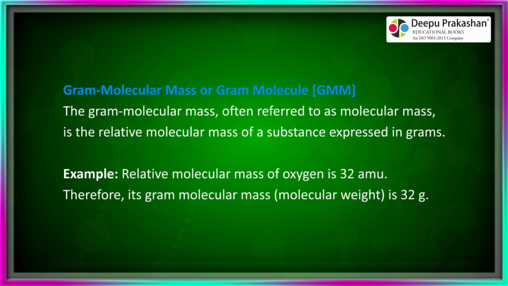Gram molecular mass or gram molecule, GMM. The gram molecular mass, often referred to as molecular mass, is the relative molecular mass of a substance expressed in grams. Example, relative molecular mass of oxygen is 32 amu. Therefore, its gram molecular mass, molecular weight, is 32 gram.